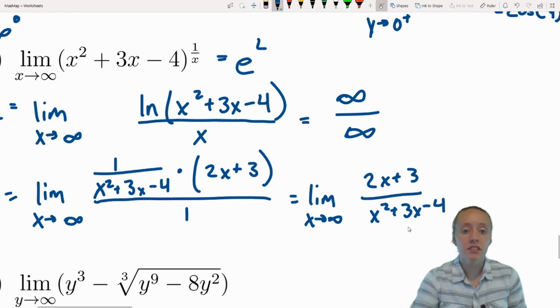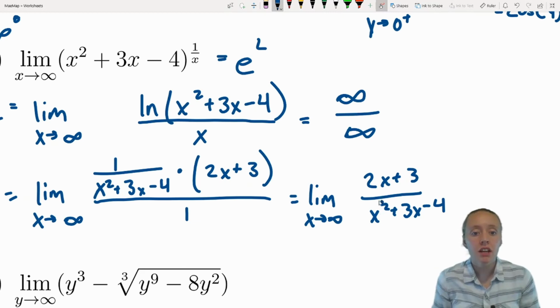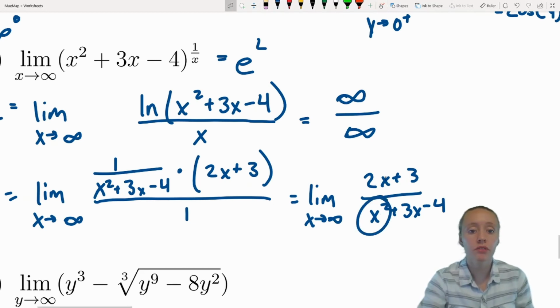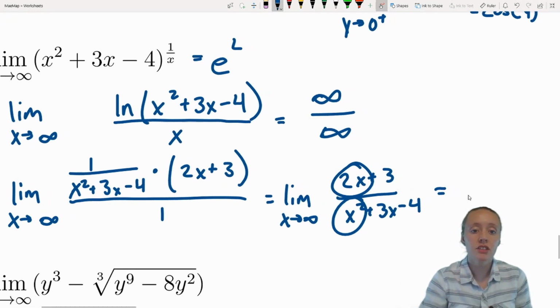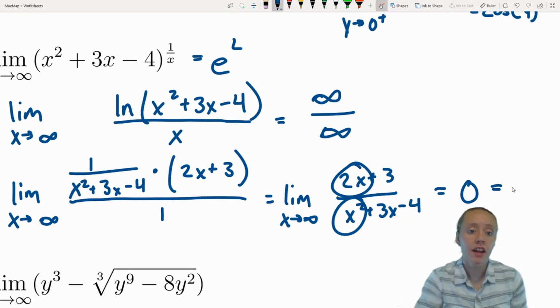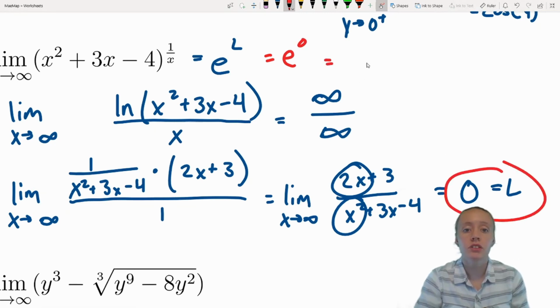What happens here? Highest power rule, right? A degree of 2 grows faster than a degree of 1. So, because my denominator is growing faster, this is going to approach 0. And that was, again, L. So I get e to the 0, because 0 is L, which also gives me 1.